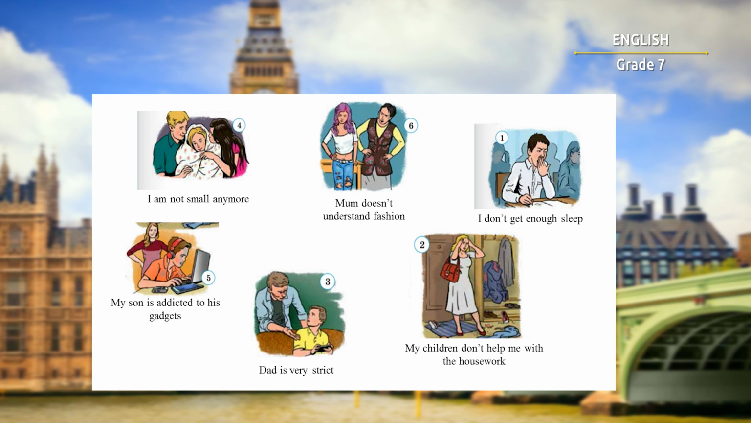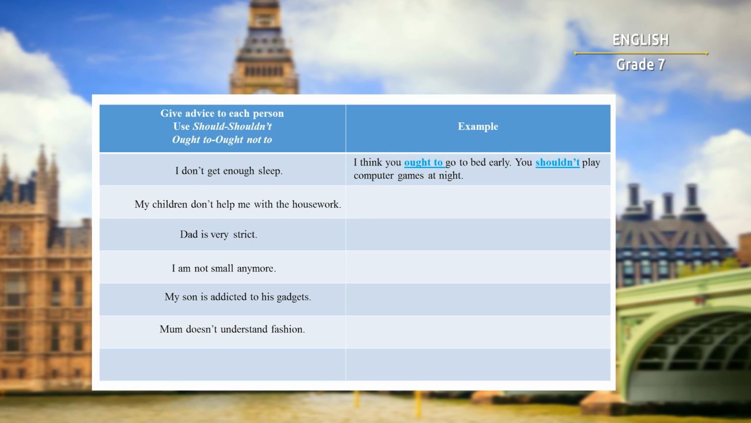It seems like these people have problems. Let's try to help these people by giving advice. On this table, there are the sentences from the previous slide, and I would like you to give advice to each person using the modal verbs should, shouldn't, ought, ought not to. The sentence "I don't get enough sleep" would have this kind of advice.